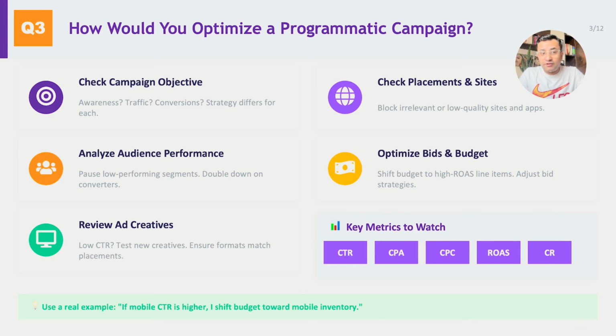Then I am going to review the ad creatives. Okay, I will check where there is low CTR or click through rate. On certain creatives there can be a high CTR, like people see certain creatives and click through it, so that is a high performing asset for you. So I will test new creatives. I'll ensure the formats match the placements that I am targeting.